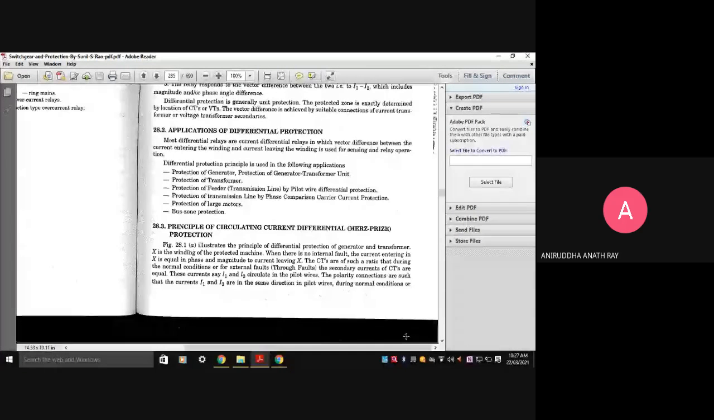The differential protection principle is used in the following applications: protection of generators, protection of combined generator transformer units, protection of transformers, protection of feeders by pilot wire differential protection, protection of transmission lines by phase comparison carrier current protection, protection of large motors, and bus zone protection.